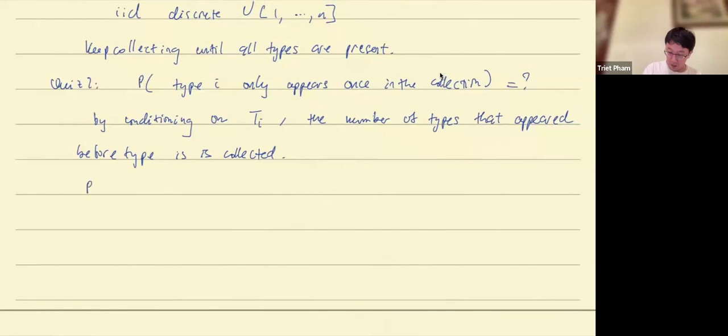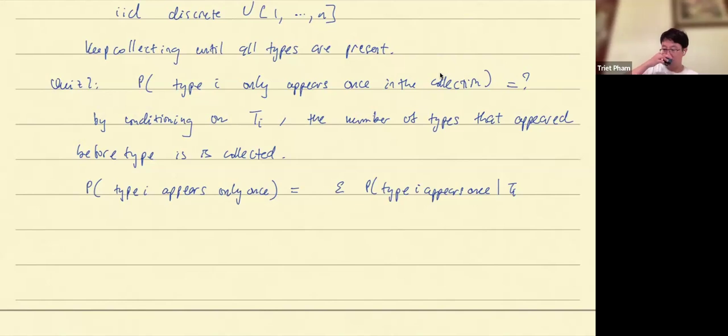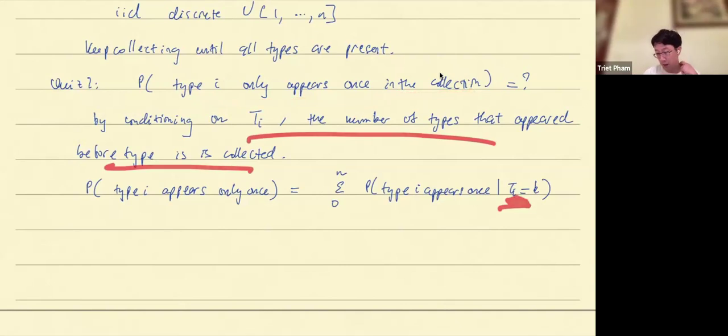So in other words, this probability will be a sum over, conditioning on the value of TI. But TI can take on what kind of values? From 0 to N. Type I can be the first one to appear. So in that scenario, TI is 0.